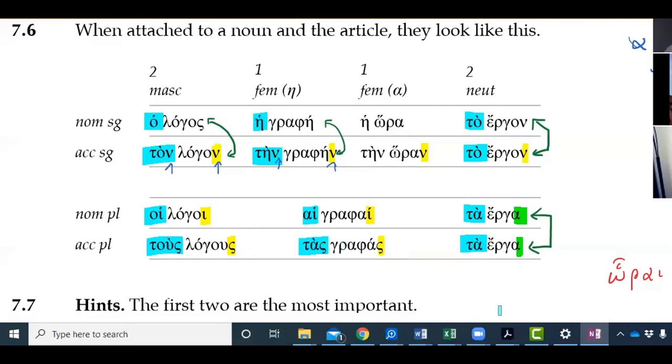All right, now, the vowel that goes with the tau is always the characteristic vowel of the stem, and then the case ending's added to it.